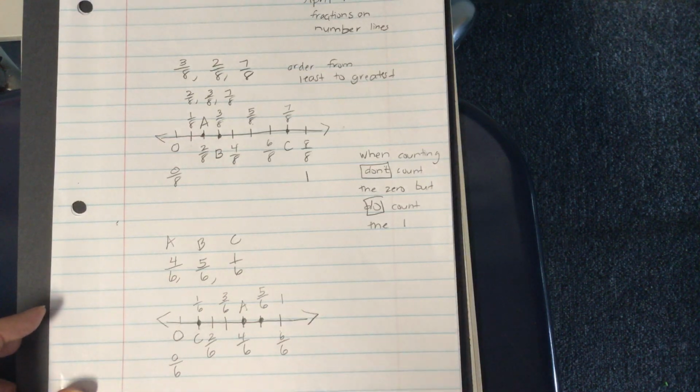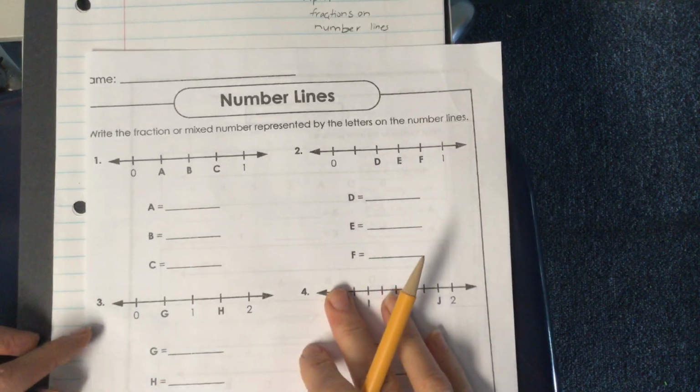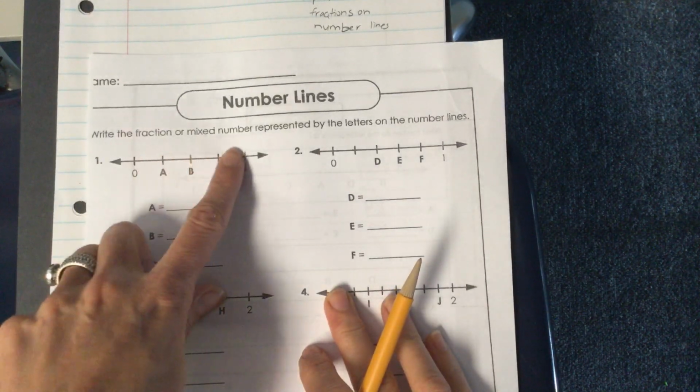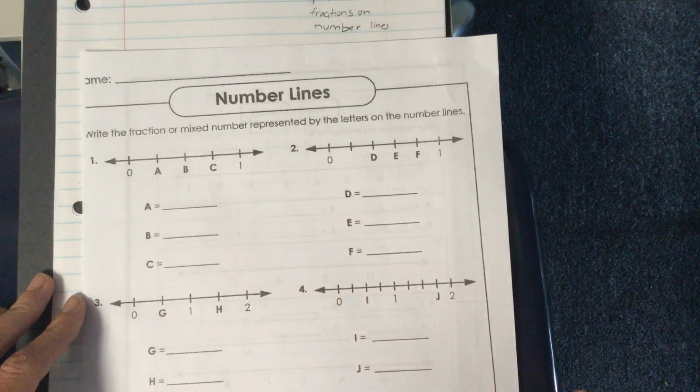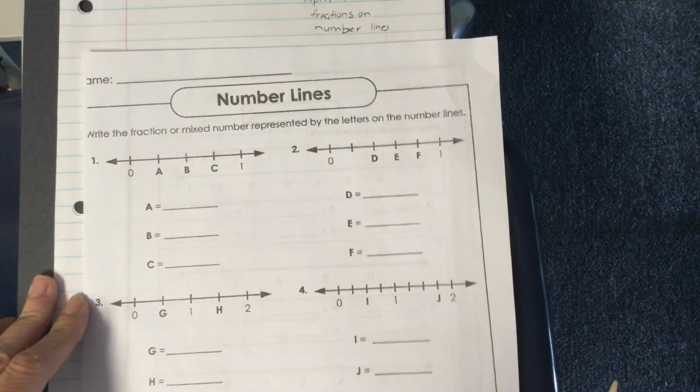So let's practice with your assignment that you have for today. It looks like this, number lines. And it says write the fraction or mixed number. So we're going to take a look at one of the ones that is just a fraction, then we'll also take a look at the mixed number one.